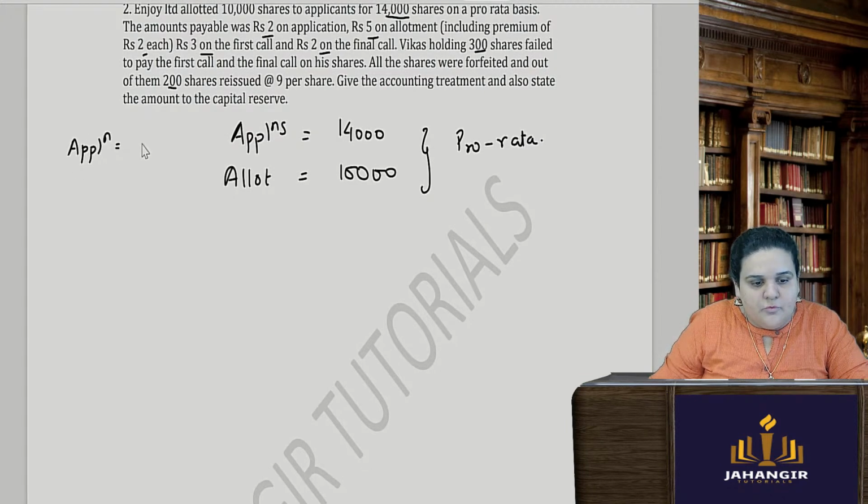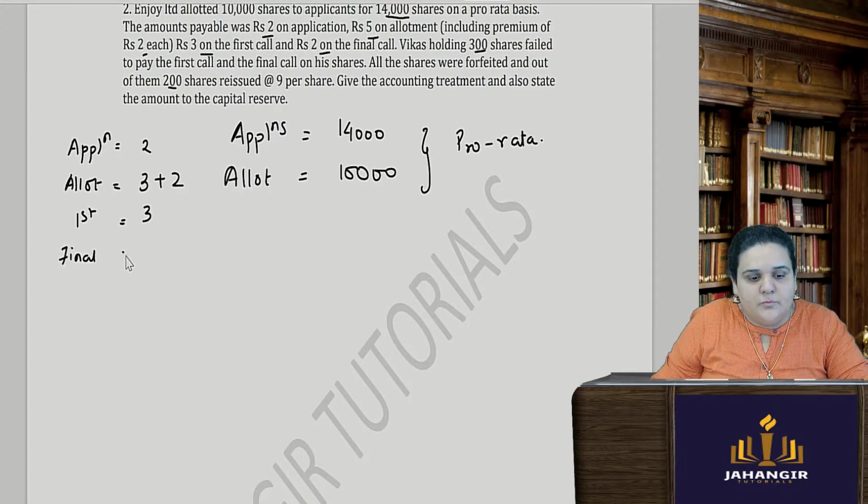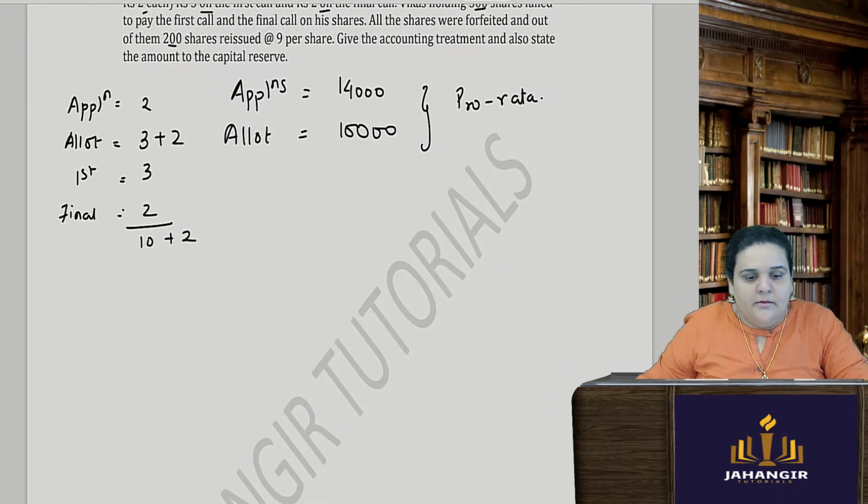On application I am receiving 2 rupees. On allotment I am receiving 5 rupees, but that is including a premium of 2, so I am writing this 2 rupees separately. It will be 3 plus 2, 5. On first call 3 rupees and then on the final call there is 2 rupees. So total face value 10, premium is 2 rupees. Okay. I'm starting with my journal entry.